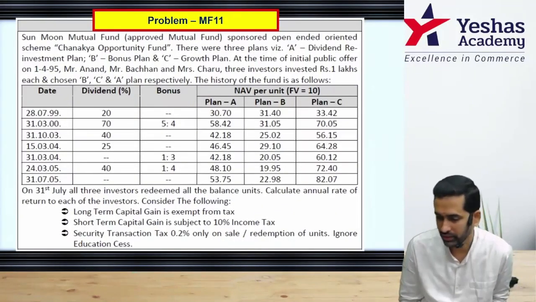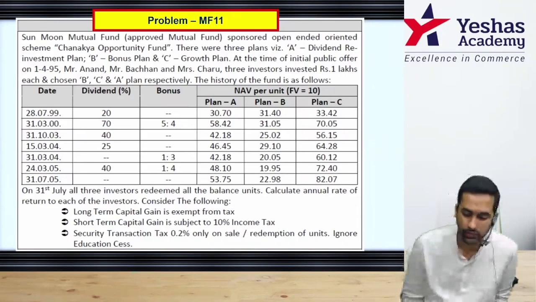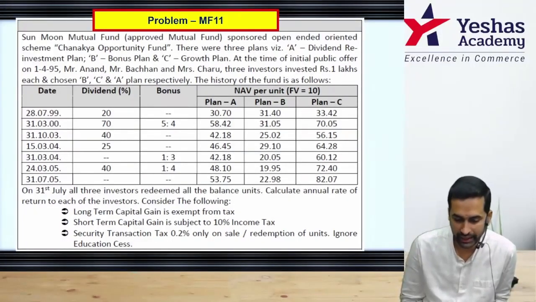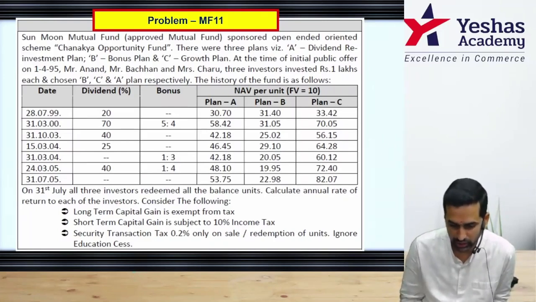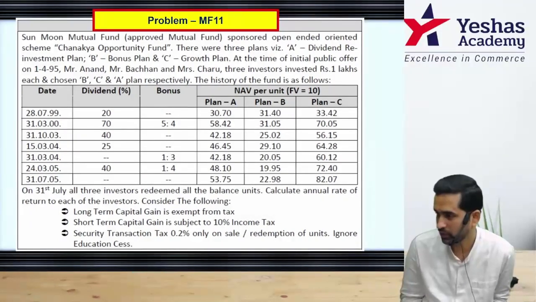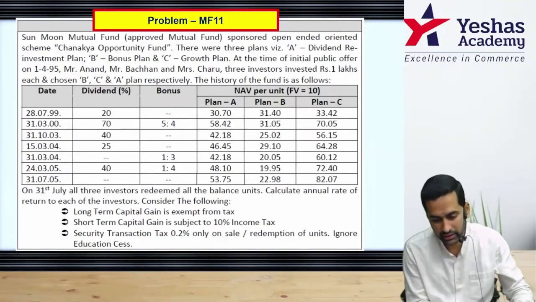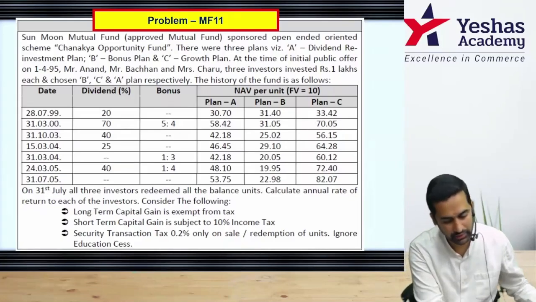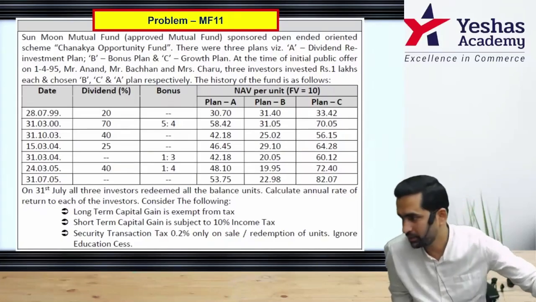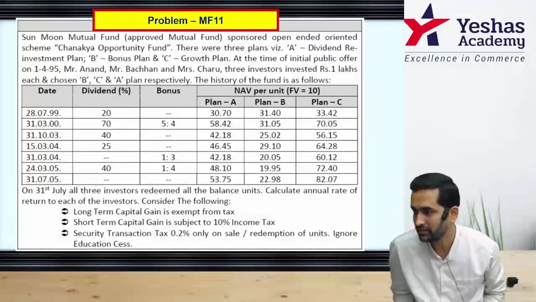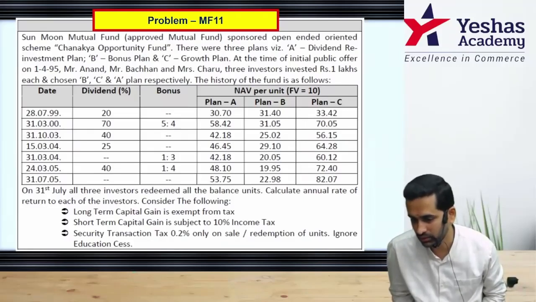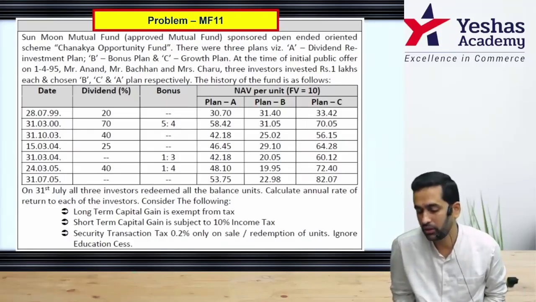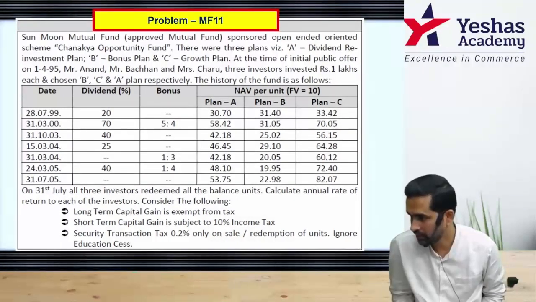NAV per unit face value was 10 rupee. Plan A, B, and C, 28th July 99, 31st March 2000, and so on up till 31st July 2005. You have the details with you. Now, how do I understand this table? Dividend was 20%, and dividend is always on the face value. If you want, just make a note in the textbook. 20% is always on face value. In this case, it is 10 rupee.